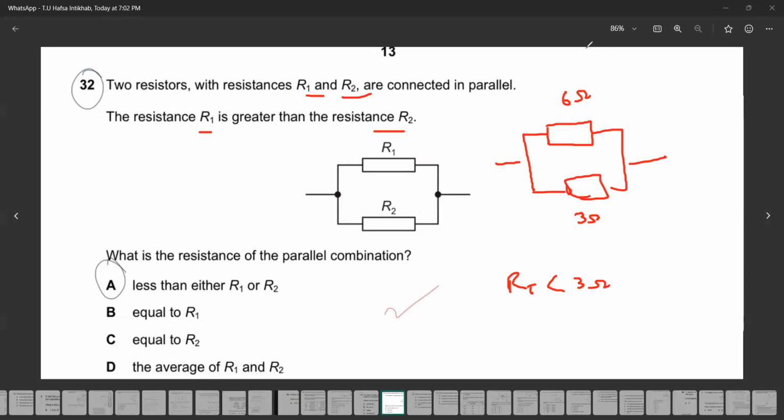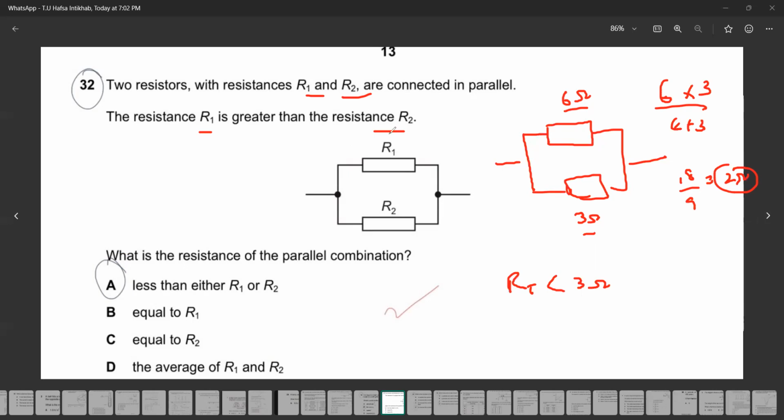And how can we work out the combined resistance of a parallel combination? It is the product divided by the sum. So it will be 6 into 3 divided by 6 plus 3. So 6 into 3 is 18, and 18 divided by 6 plus 3, which is 9. So 18 divided by 9 is equal to 2 ohm. So you can see the combined resistance in parallel is always smaller than the smallest one in the combination.